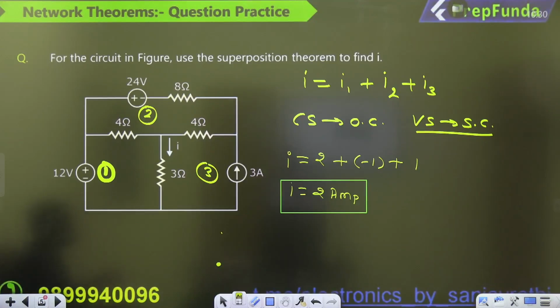Because we can solve that particular question by using the nodal mesh, KCL, KVL. No doubt. I'm going for next question.